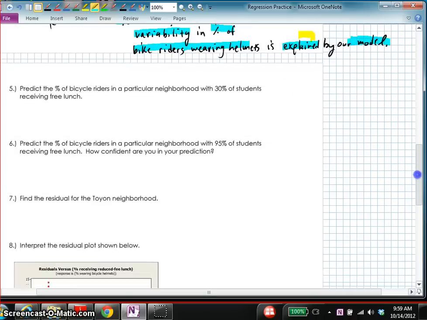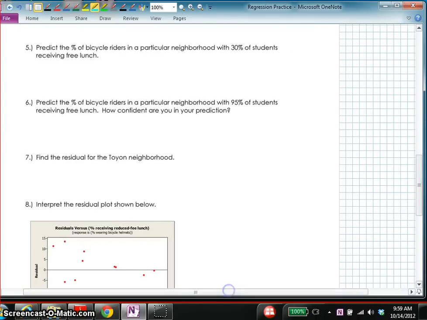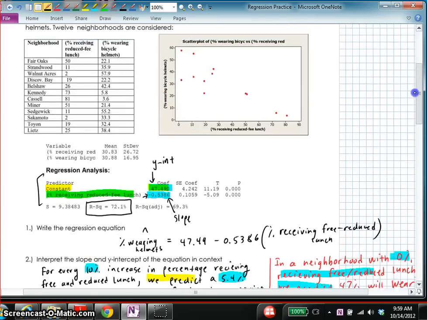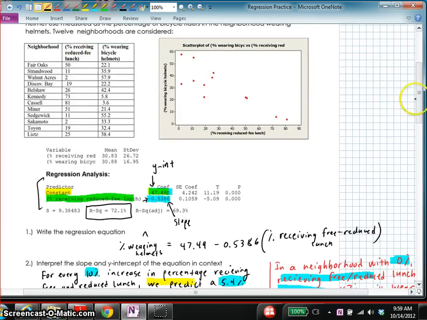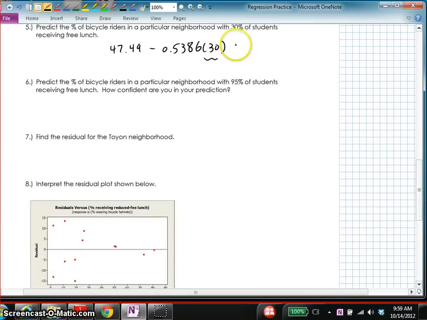All right, moving on to the back, we're going to use our model to make some predictions. We're going to predict the percentage of bike riders with 30% of students receiving free lunch. This is simply plug and chug into our model. And we pay attention to, if we look at the data, the percentages are as percentages, not as decimals, so that's going to be a 30 there.